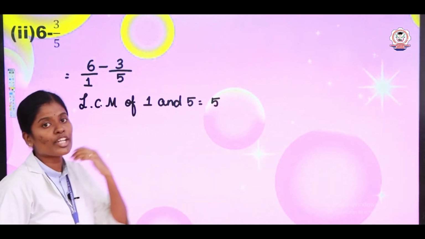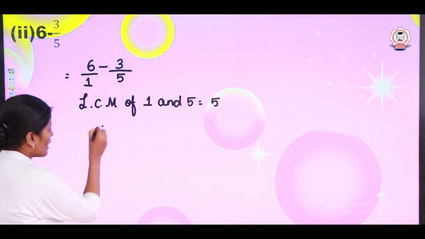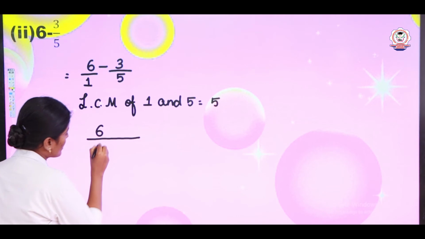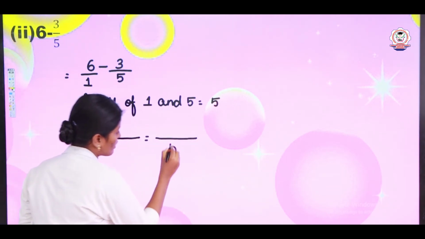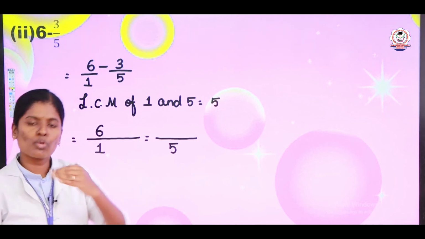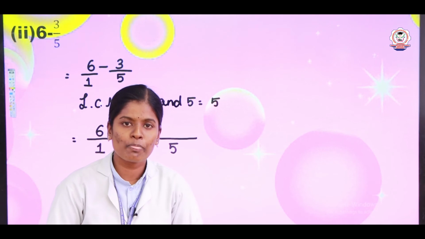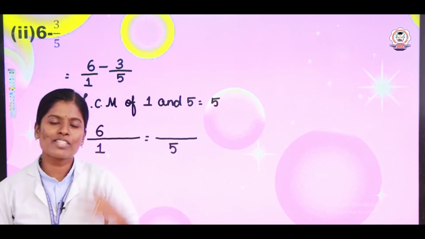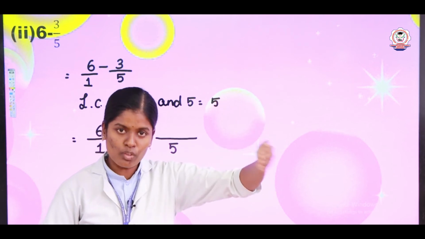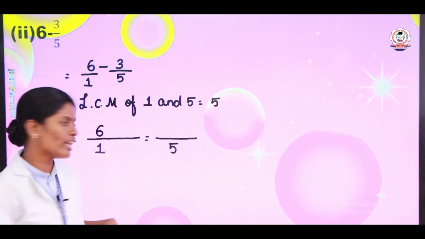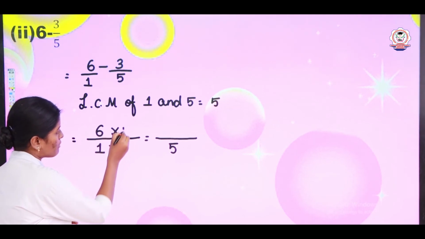Now you should change the denominator value to 5. Take the first fraction. We have the first fraction is 6 divided by 1. We need here the denominator value to be 5. So now we are going to check. What number should be multiplied by 1 to get the product as 5? Yes, very good. That is 5 only. So here both numerator and denominator you should multiply by 5.